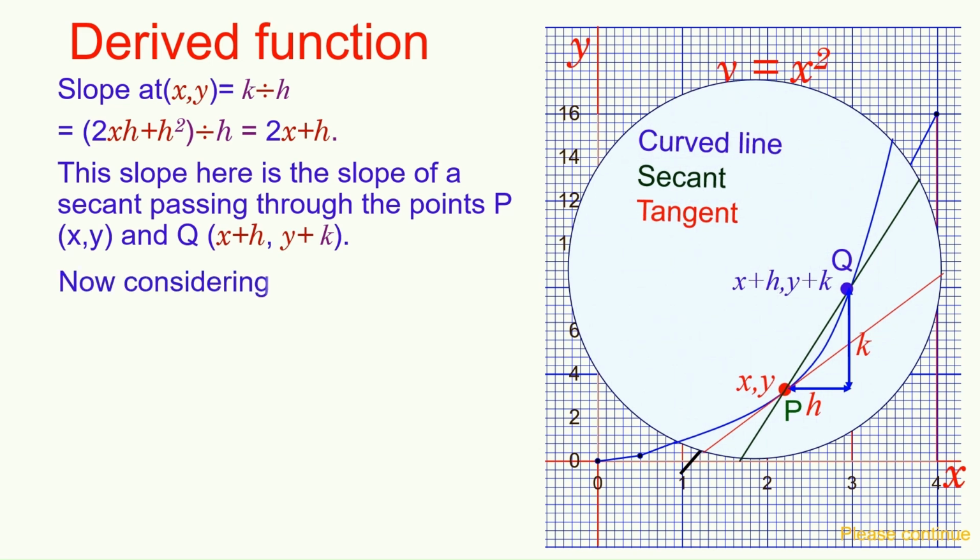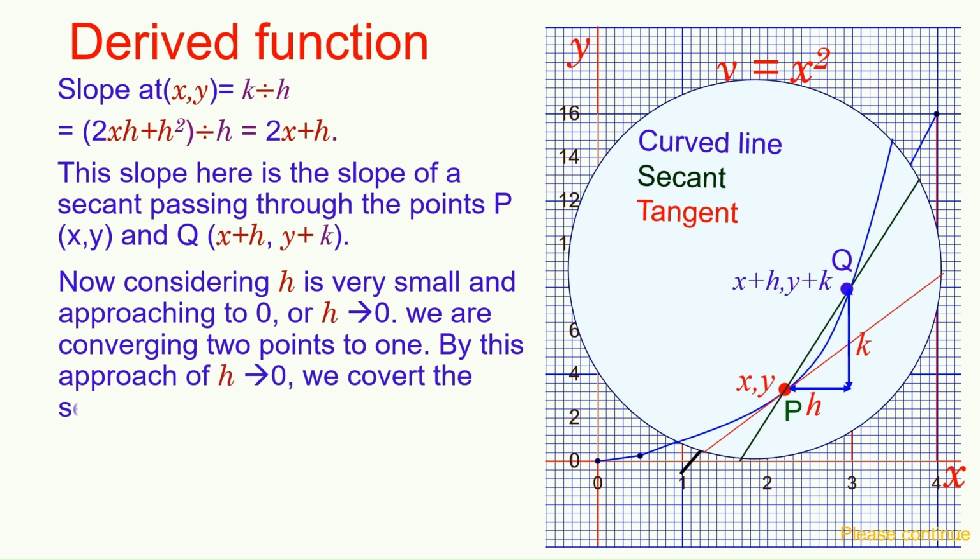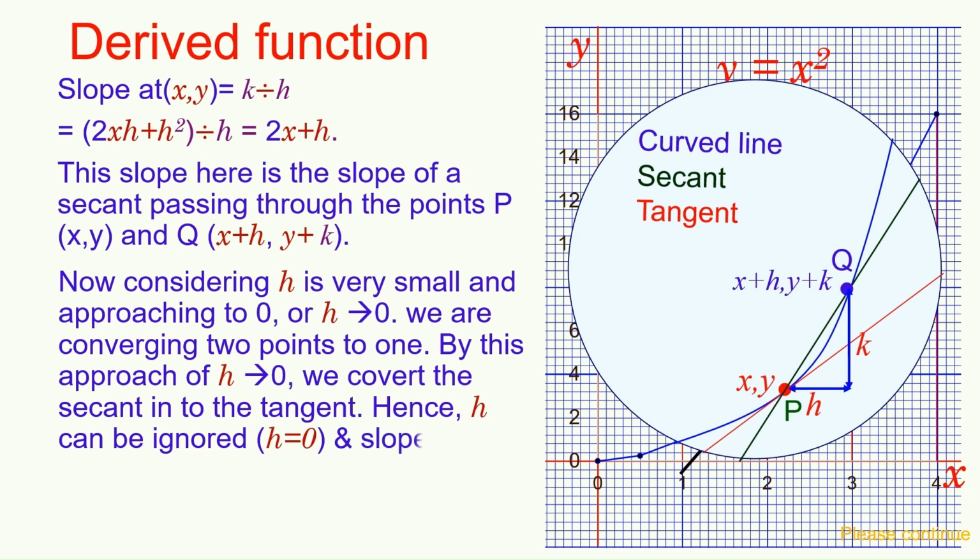Now, considering h is very small and approaching 0, or h tends to 0, we are converging 2 points to 1. By this approach of h tends to 0, we convert the secant into the tangent. Hence, h in the expression can be ignored, or h equals 0, and slope is 2x. The slope of y equals x squared, dy/dx equals 2x.